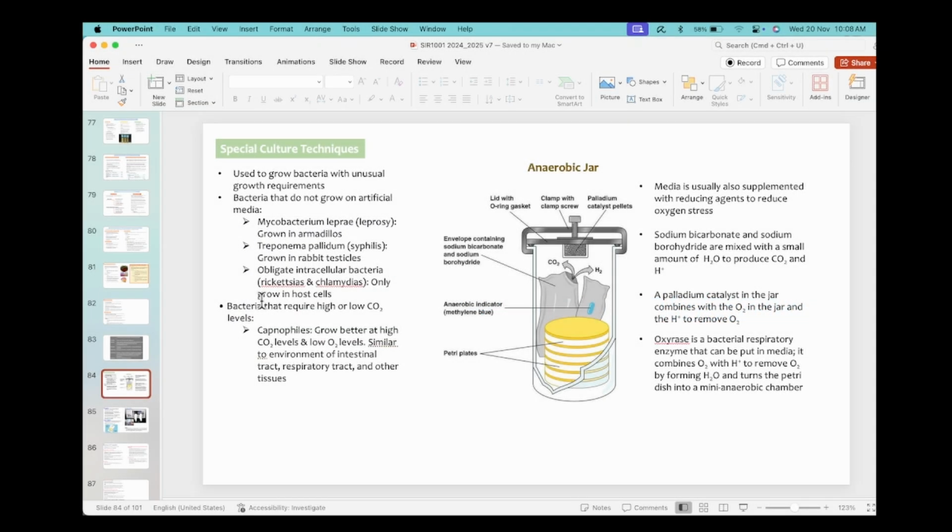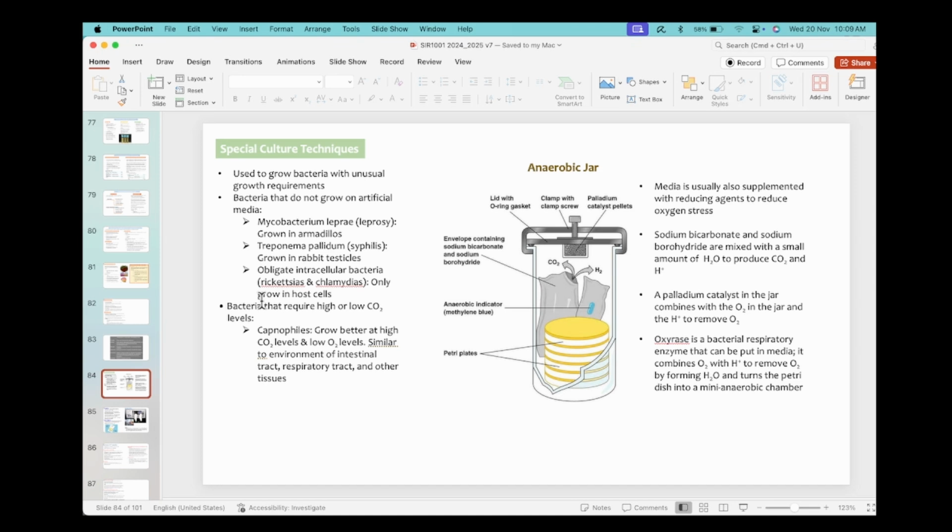Other special culture techniques. This one will be quite interesting for you all. These are quite common bacteria, but for example, Mycobacterium leprae was cultured in the past. It's grown in armadillos. That's the only way they could culture Mycobacterium leprae. But lately, I think they have done tissue culture. But I think most of the labs still do it on armadillos.